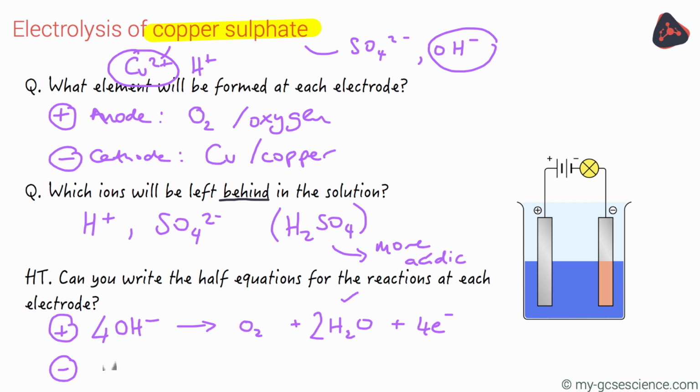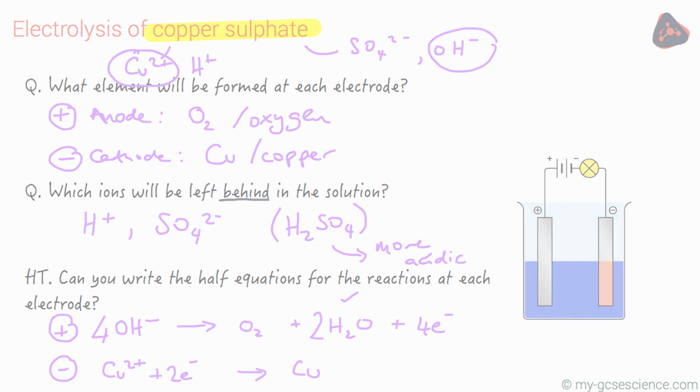At the cathode we have the copper ions, Cu2+, and they make copper metal. In order to balance the half equation, we've got the right number of coppers already, but we need to balance out the charges. With this 2+, we need to add 2 electrons to this side so that we have the same charge on either side. 2+ and 2- makes a neutral charge. Well done if you've got those right, and that's it.